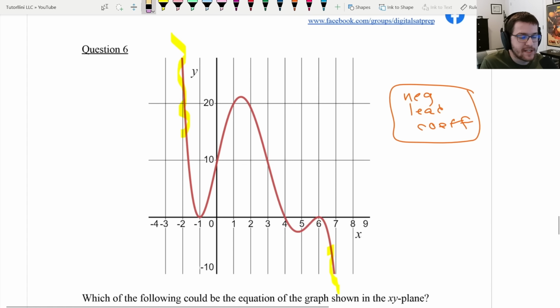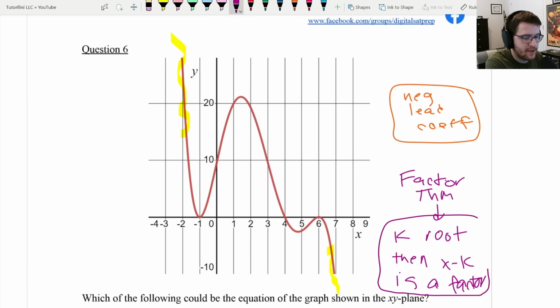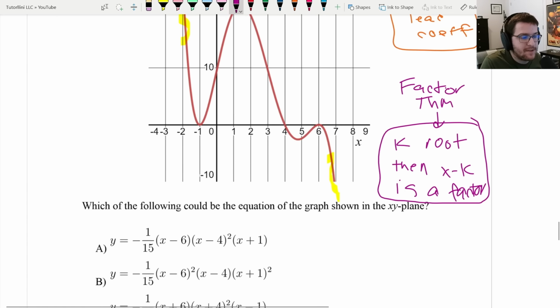Okay. Now, the next thing we need to know is the factor theorem. This does not take that long to go over. The factor theorem basically says that if k is a root, then x minus k is a factor, and vice versa. Lots of people are really good at going from factors to roots, but for some reason tend to struggle when they go from roots to factors. So all you do is x minus whatever the number is.